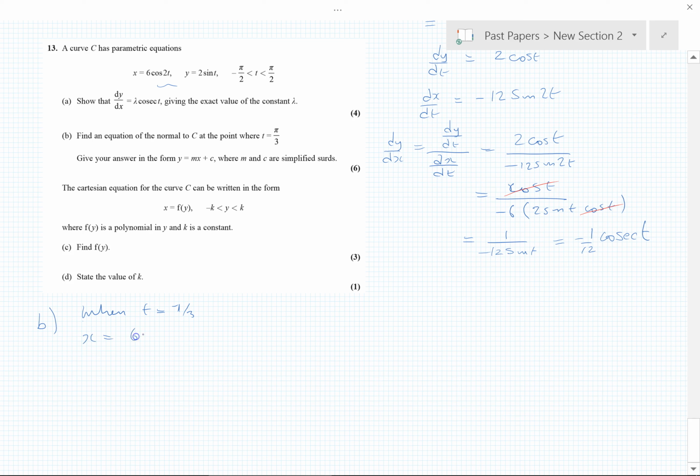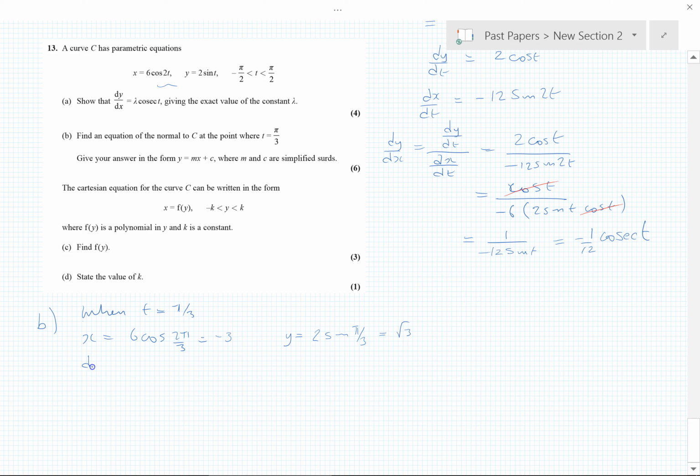x is equal to 6 cos 2 pi by 3, which is equal to minus 3. And also y equals 2 sine pi by 3, and that equals, because sine pi by 3 is the square root of 3 over 2, the square root of 3.